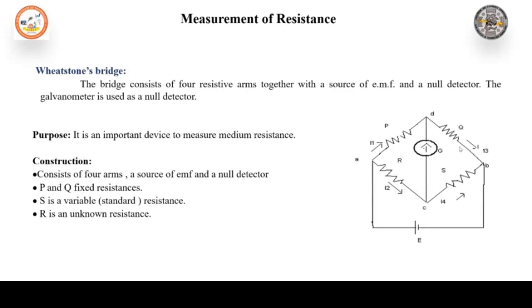The battery is connected between A and B, while the galvanometer is connected between B and C. So when the bridge is balanced, the galvanometer carries zero current and does not show any deflection. Thus, the bridge works on the principle of null deflection or null indication. To have zero current through the galvanometer, students, please look at the diagram.